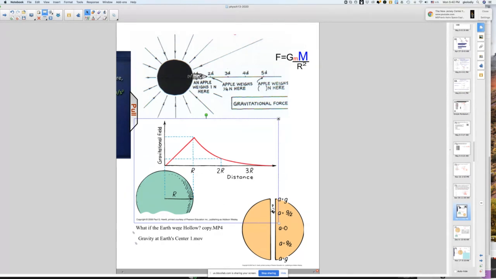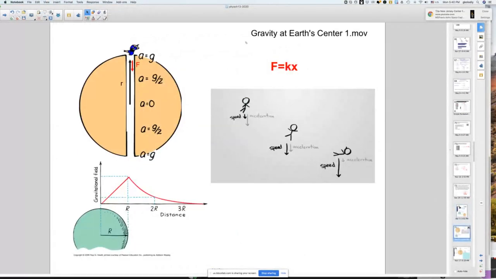So, what if the Earth was hollow? In other words, there was a hole in there, you could jump in. If you could jump in, here you are jumping in. There's a force pulling you to the center, but that force is getting smaller and smaller and smaller, and it's 0 here. You can see it over here. The force gets smaller and smaller, and at the center, it's 0.